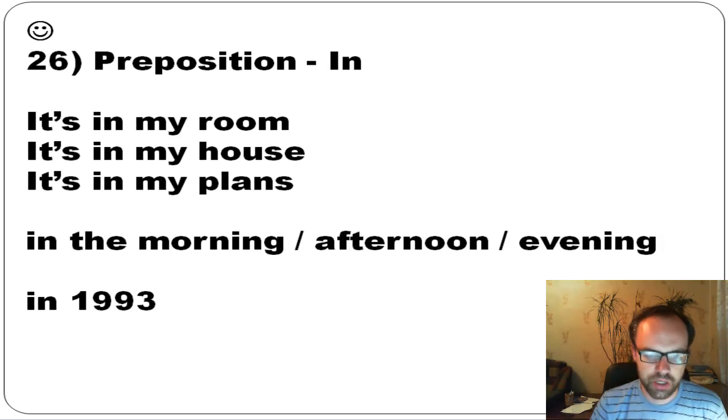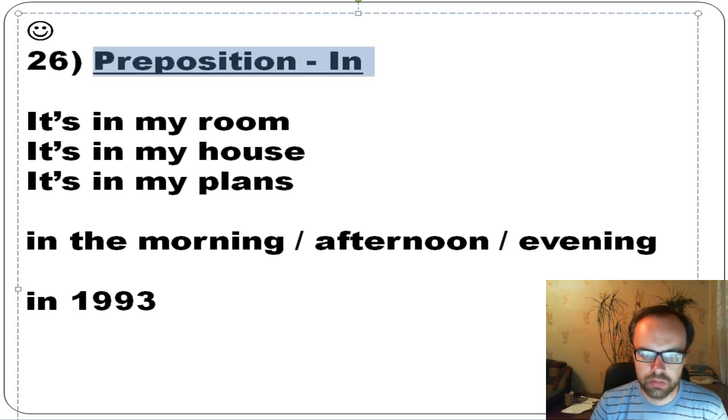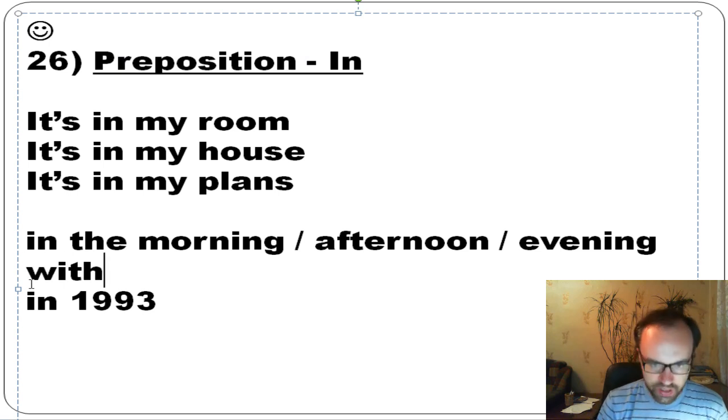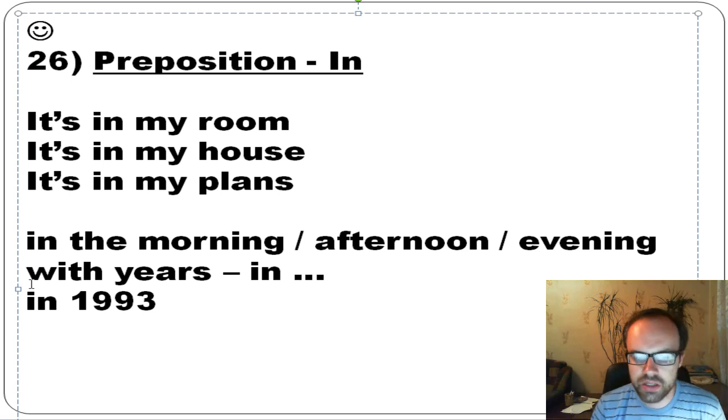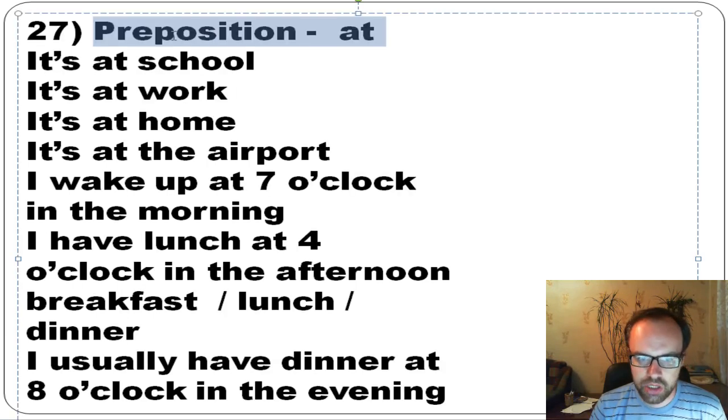Well, next, the preposition in. Look, it's in my room, it's in my house, it's in my plans. And we also say in the morning, in the afternoon, in the evening, and with dates, yeah, with years, for example, in 1993.